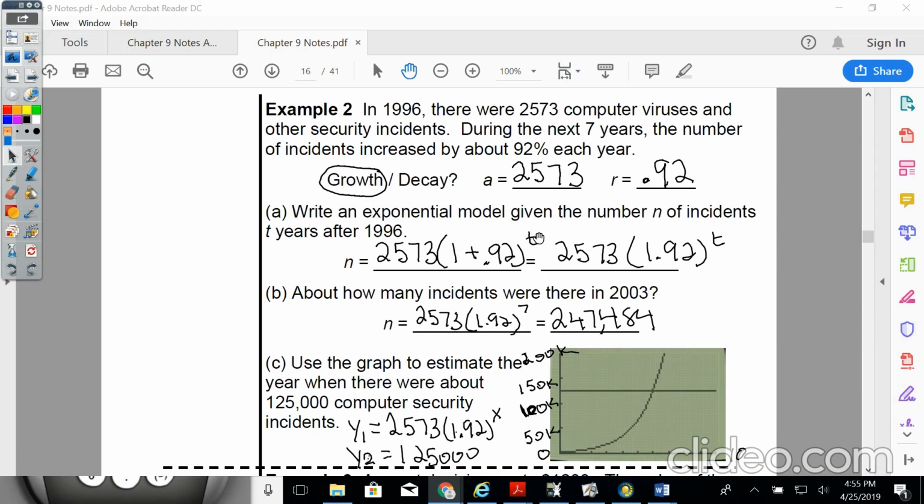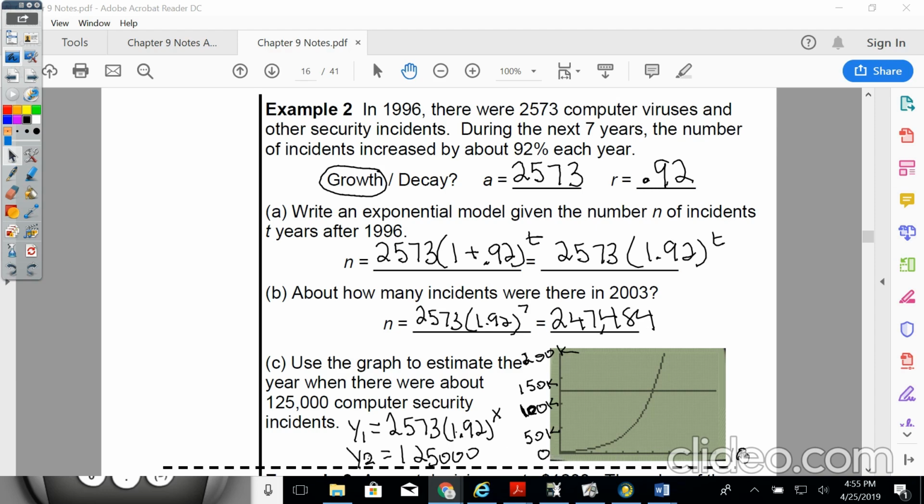All right, so checking your answers. Here we know it's growth, increases. A value is the 2573, and then the 0.92 is the R value. So here's your function. Plugging in the 7 for the 7th year from 1996 to 2003, hit 7. So then we get the 247,484.